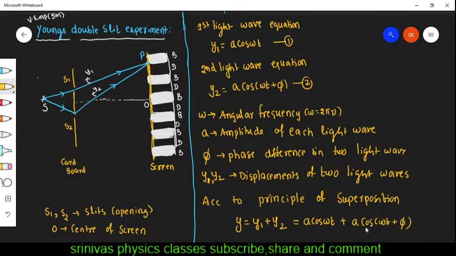What is the principle of superposition? When two light waves are superposed with each other, the light waves coming from S1 and S2 are superposing. When two or more light waves superpose, the resultant wave displacement y is equal to the sum of displacements of individual waves, which are y1 and y2. Next, I am going to erase this and continue. You take the screenshot and note it. I am going to erase on the right side.